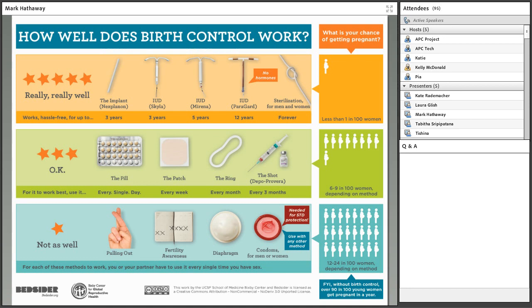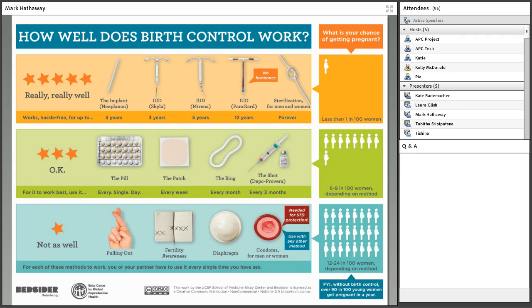This is just a little tool that I like to show, to show how one can use that previous chart, the tier effectiveness chart, and show all the methods in something a little more colorful, maybe a little more user-friendly or patient-friendly. This was put together by Bedsider as well as the UCSF Bixby Center. And on the far right, you'll see your chance of getting pregnant, less than 1 in 100, and then it goes down to different groups and categories.